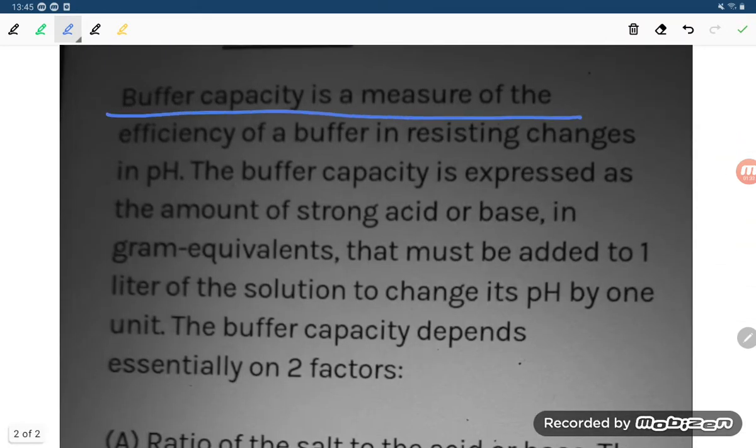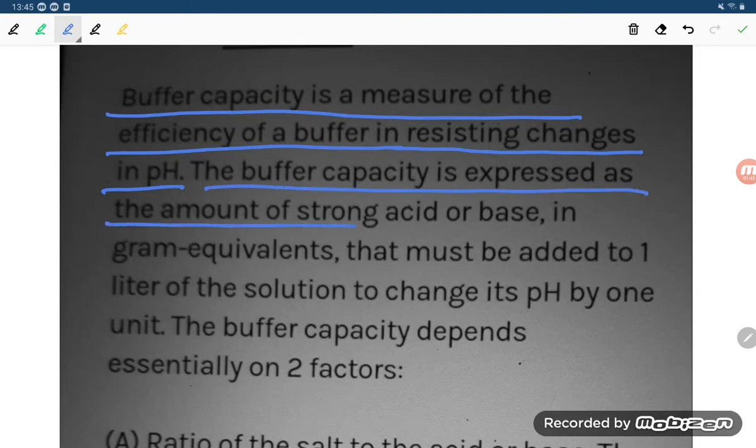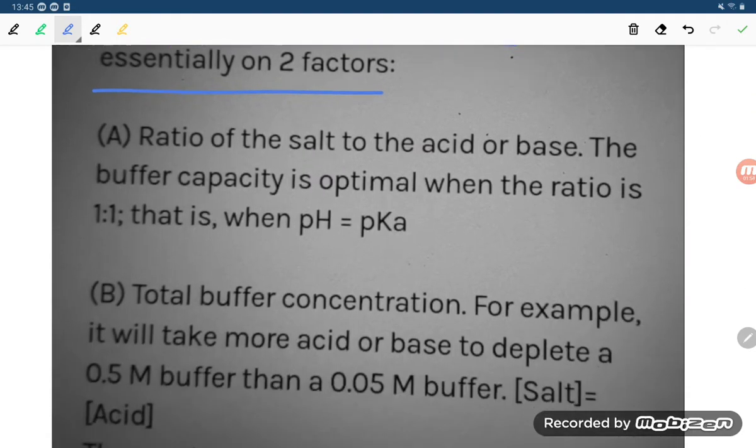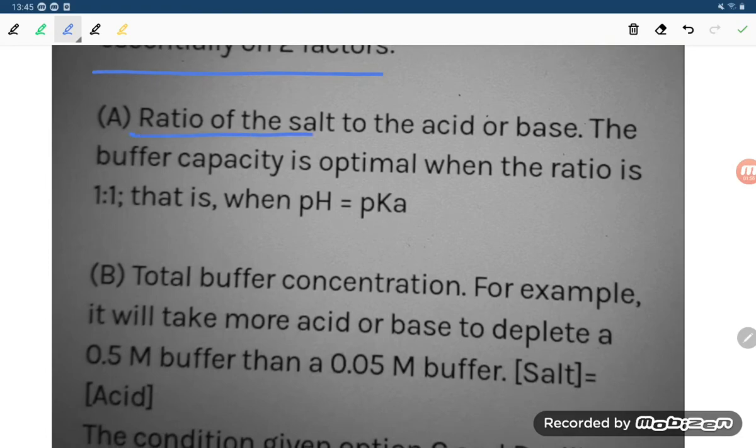Buffer capacity is a measure of the efficiency of a buffer in resisting the change in pH. The buffer capacity is expressed as the amount of strong acid or base in gram equivalents that must be added to 1 liter of the solution to change its pH by 1 unit. The buffer capacity depends essentially on two factors. First one, the ratio of salt to the acid or base.